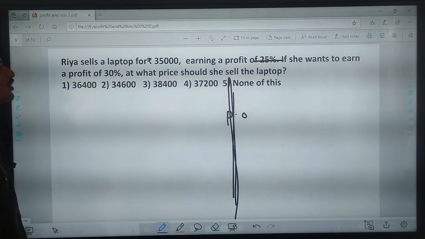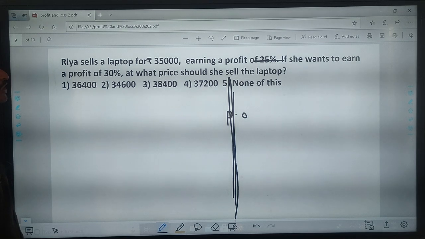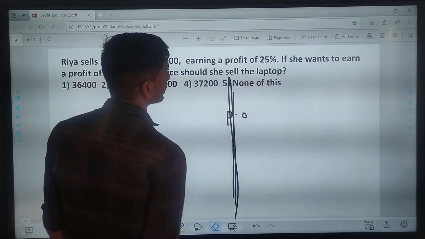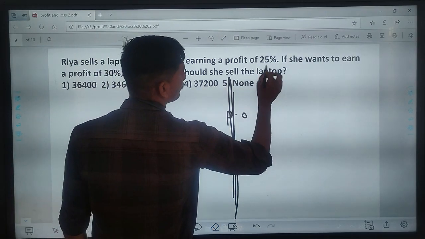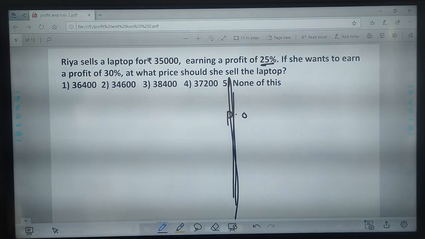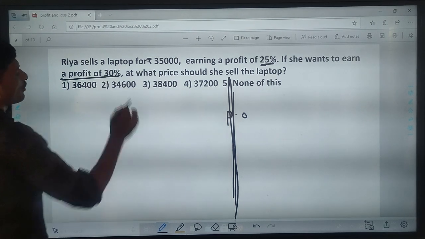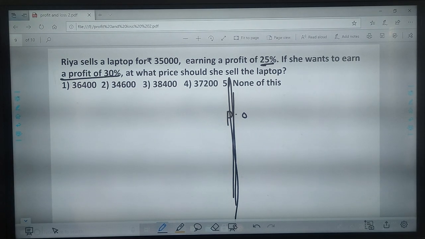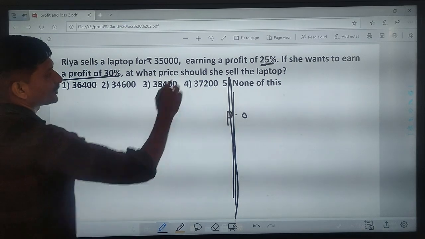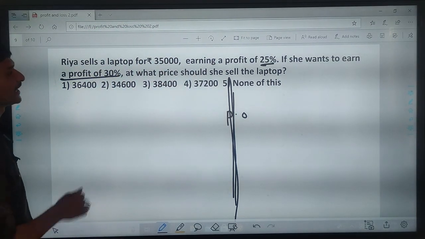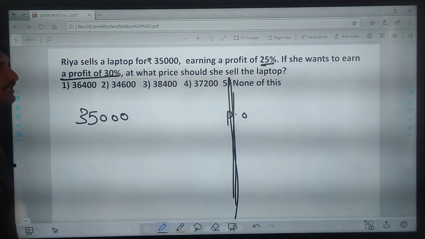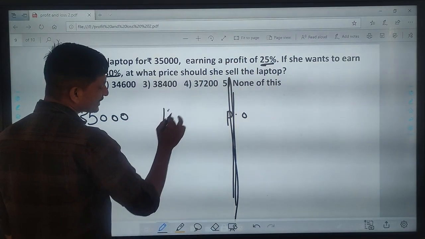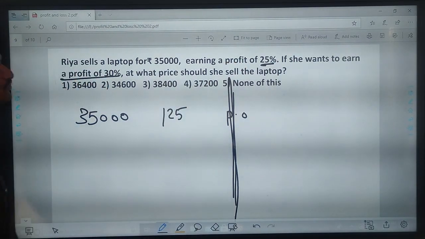Priya sells a laptop for rupees 35,000, earning a profit of 25%. If she wants to earn a profit of 30%, at what price should she sell the laptop? Here, if the selling price of the laptop is 35,000, your profit is 25%, that is 125. Here we write 125.